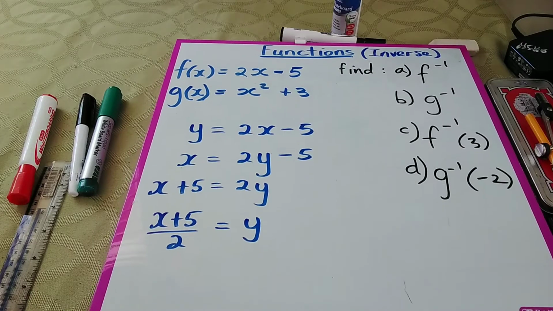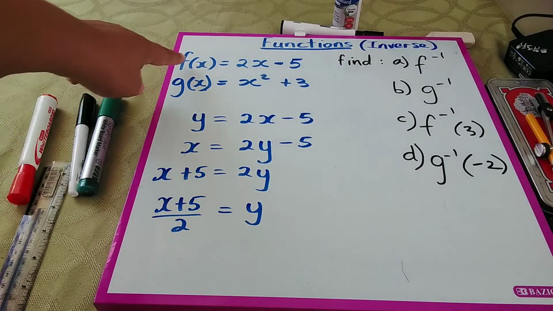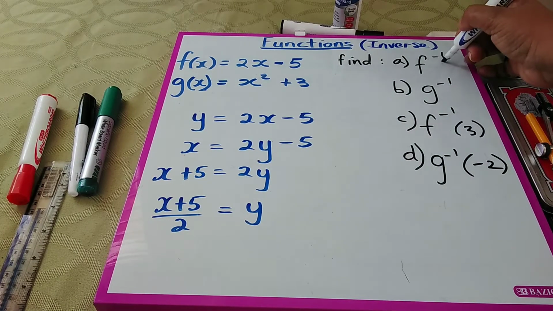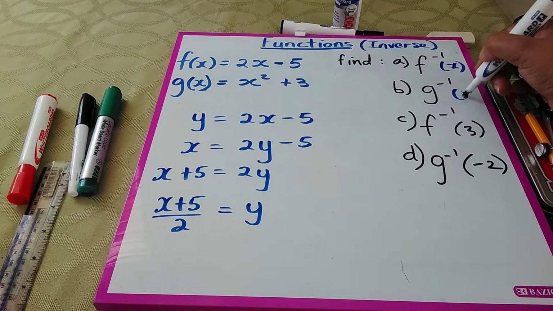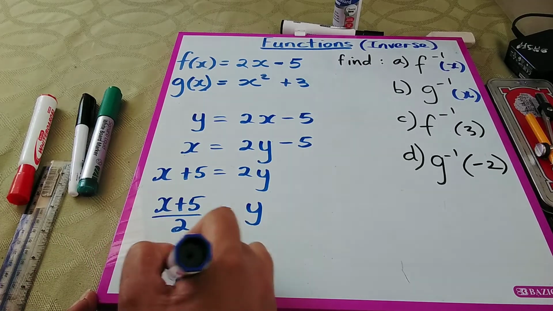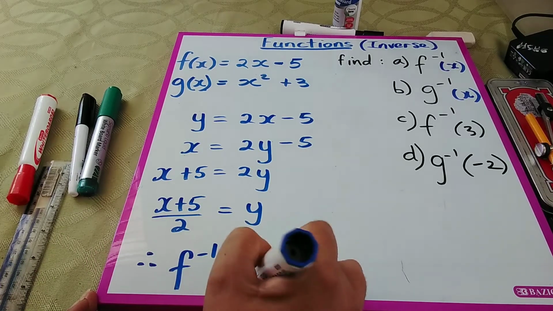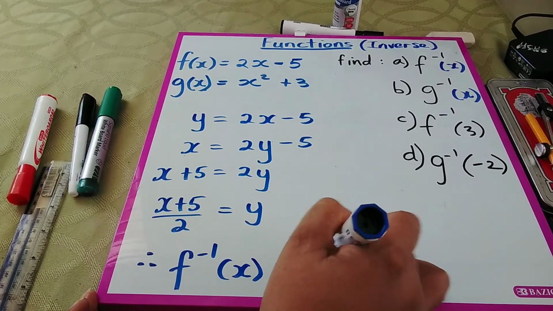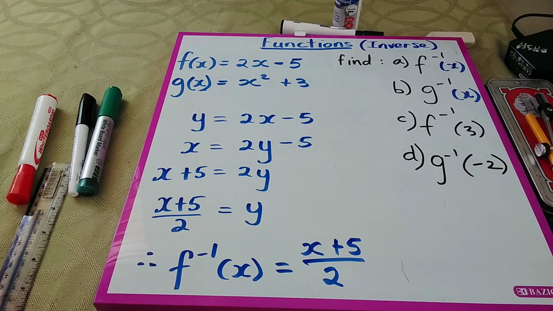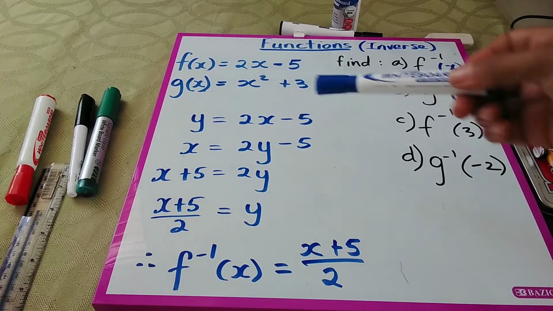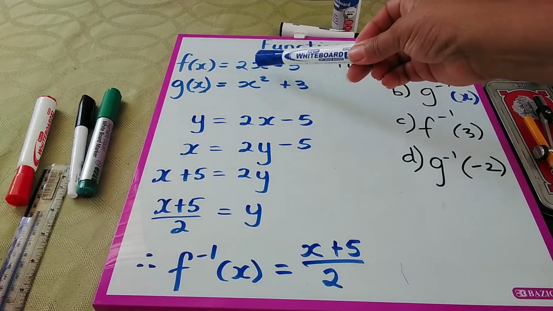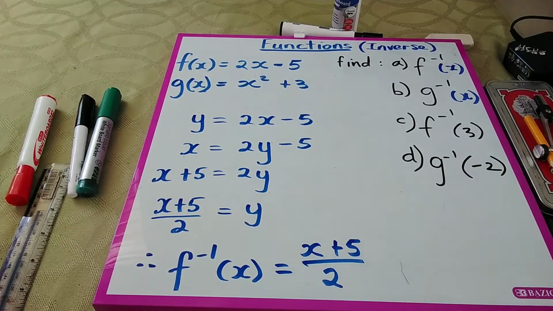But of course, the question started with f of x and we are to find f inverse of x. I forgot to put the x. So you're going to end by saying, therefore, f inverse of x is equal to x plus 5 divided by 2. Now with this simple equation, notice we did the opposite. We had a minus 5, we have plus 5. We had times 2, now we have divided by 2.